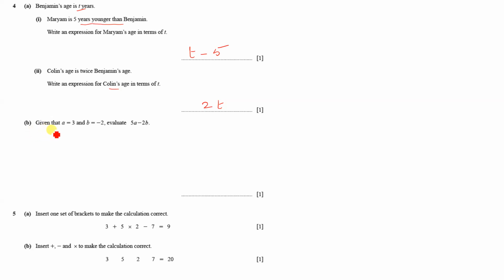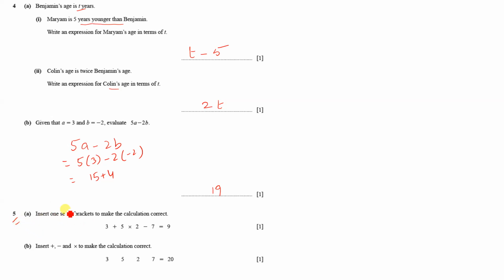Part B. Given that a is equal to 3, b is equal to -2, evaluate this. So let's plug in the values. 5a minus 2b equals 5 times 3 minus 2 times -2. And this is equal to 15 plus 4, and answer is 19.